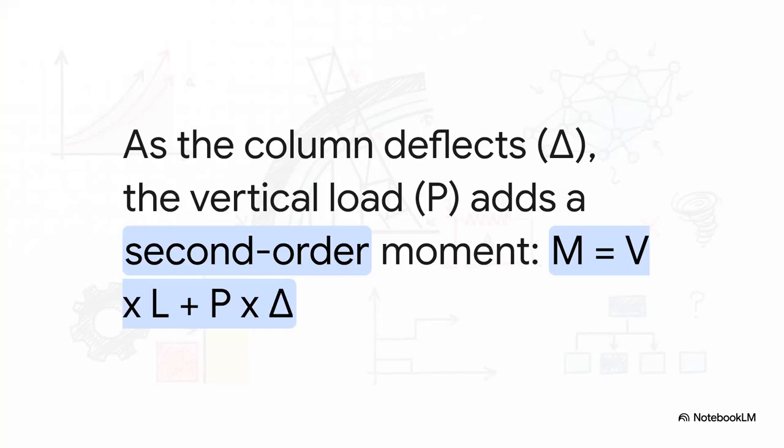Simple, right? But in the real world, that side load makes the column bend over by a little bit. Let's call that distance delta. Well, now that huge vertical load, P, isn't perfectly centered anymore. It's offset by delta, and that creates a whole new, additional bending moment. And here's the kicker. That extra moment causes more bending, which increases delta, which in turn increases the moment even more. It's a feedback loop that linear analysis completely, totally misses.